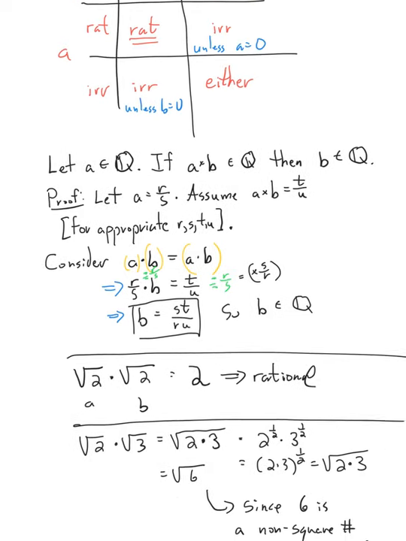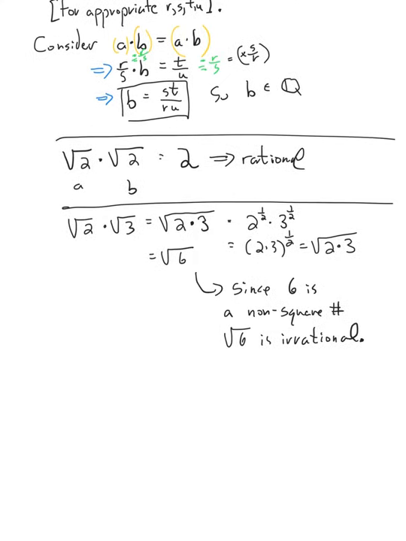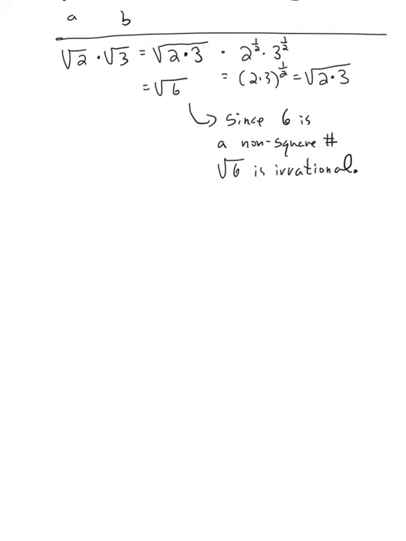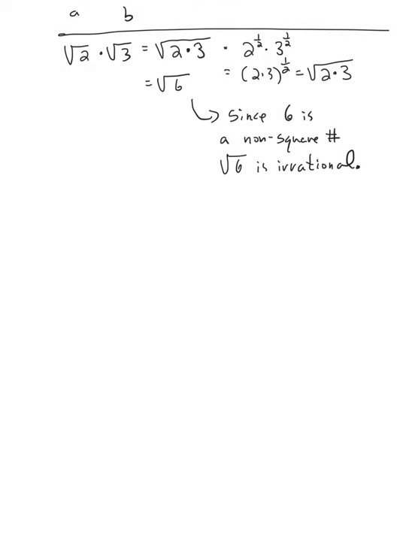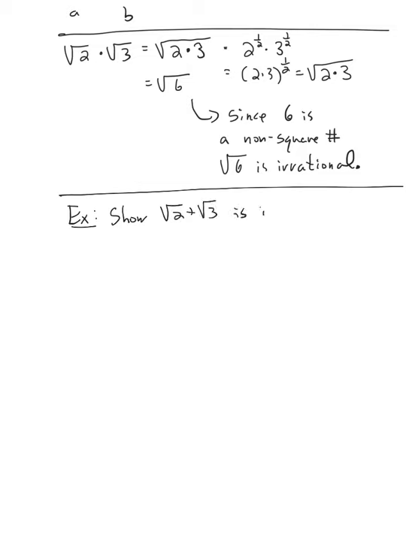And the last thing I want to convince you about, because I said square root 2 plus square root 3 was irrational, but I didn't show you why. So let's do this example. Let's show that square root 2 plus square root 3 is irrational.